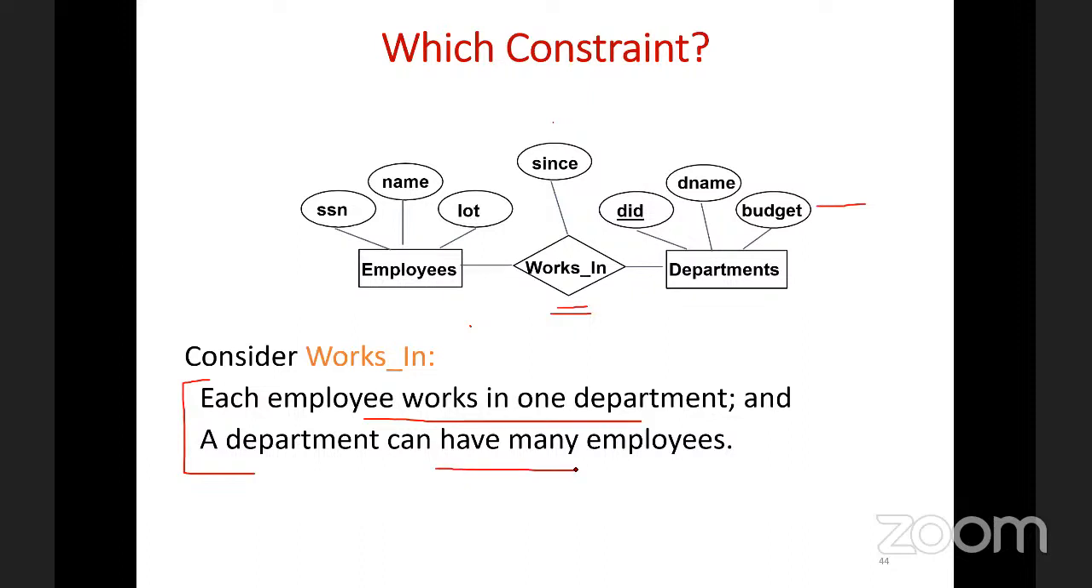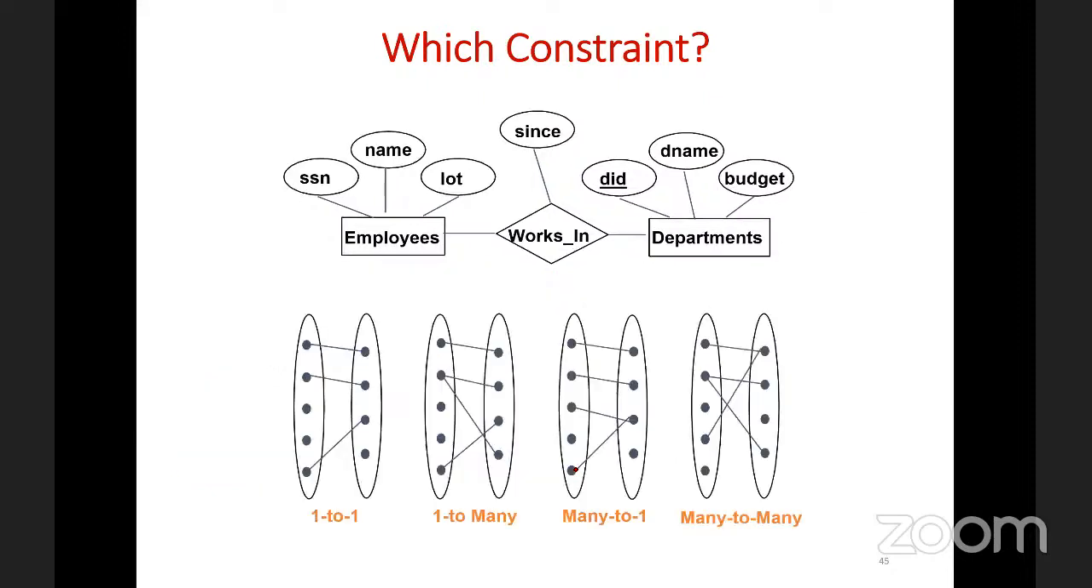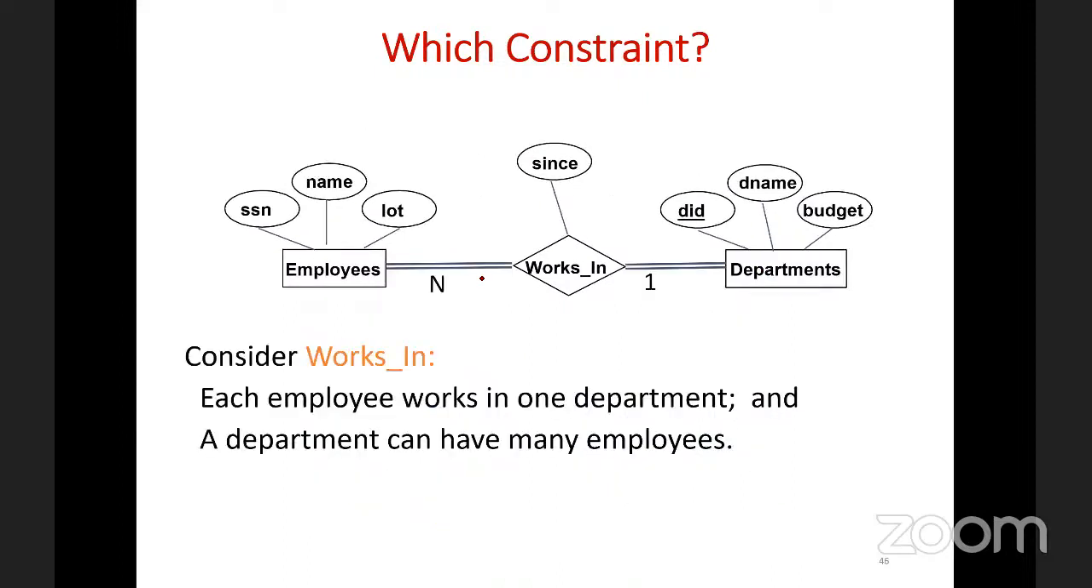Now, what does it mean? An employee works in one department, and a department can have many employees. So we need to know what is to be done here. From the employee side, it is one, and from the department side, it is many. So it is basically one to many, or many to one, you can say. In one department, many employees work, and many employees work in one department.